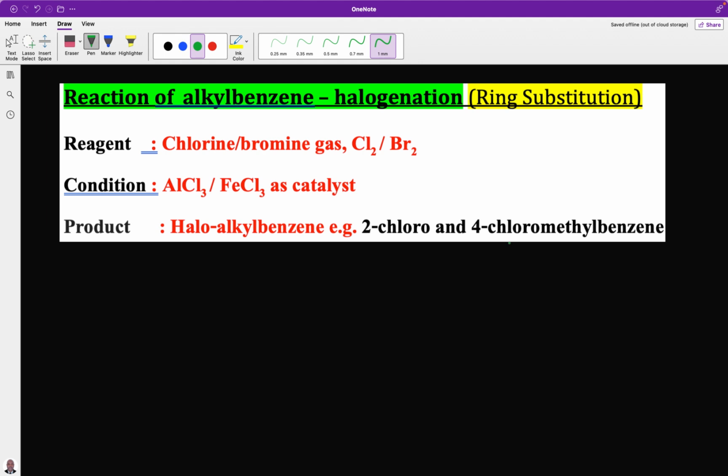The condition, once more, is a halogen carrier. It could be aluminum chloride or iron 3 chloride that will be acting as a catalyst, not UV light.